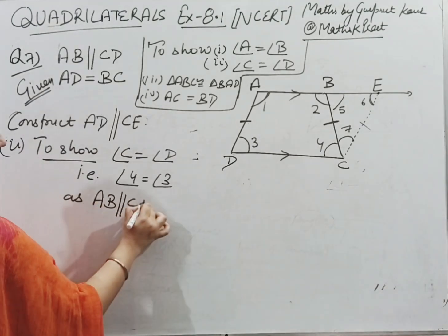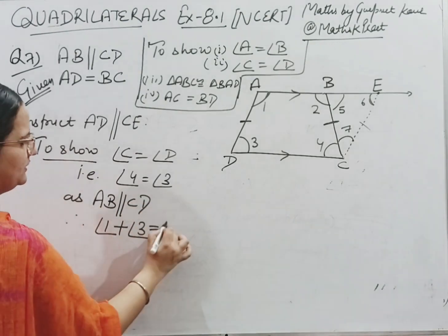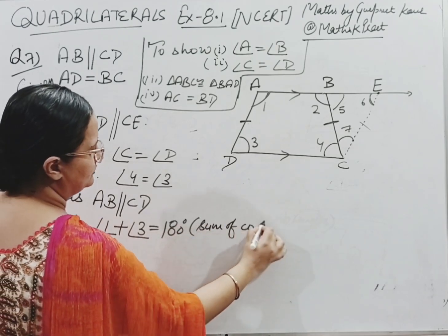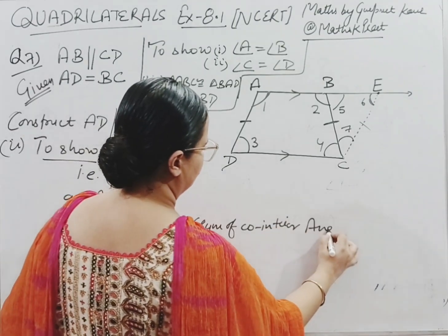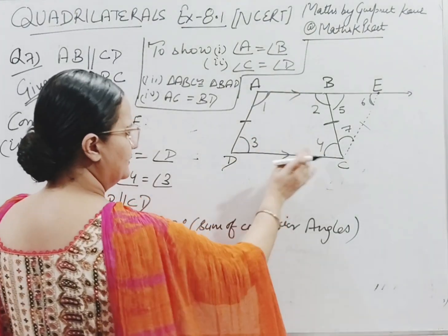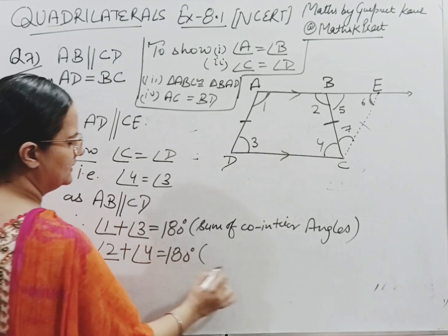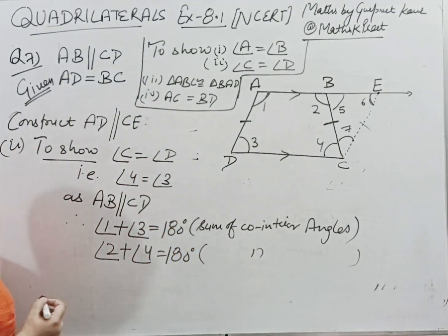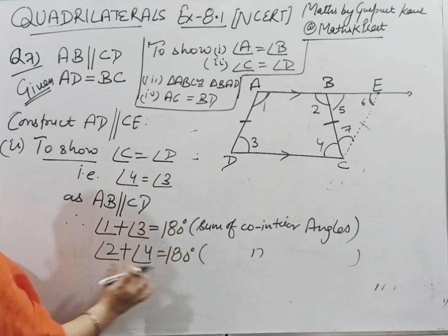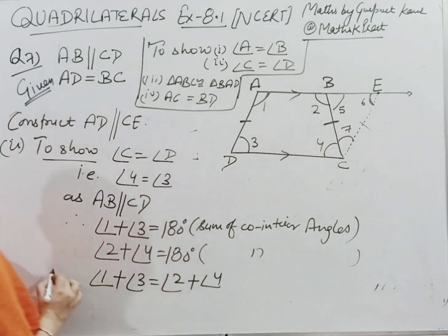AB is parallel to CD. Therefore angle 1 plus angle 3 will be equal to 180 degrees, as the sum of co-interior angles. Also, with the same reason, angle 2 plus angle 4 is equal to 180 degrees. Write the same reason. Now we have proved that angle 1 is equal to angle 2 in number 1. As the right hand side is equal, first I will compare the left hand sides of both the equations.